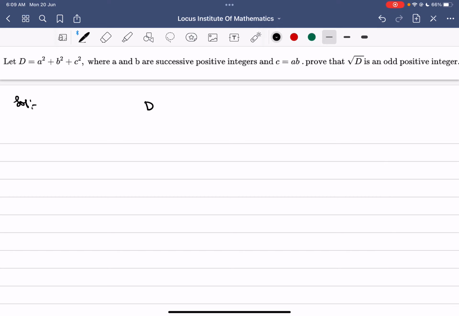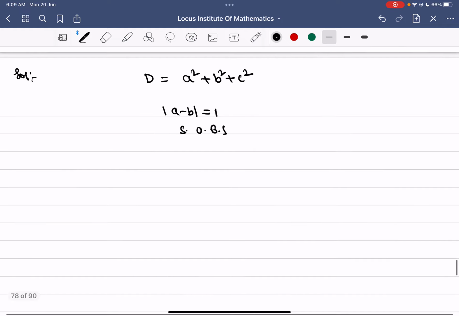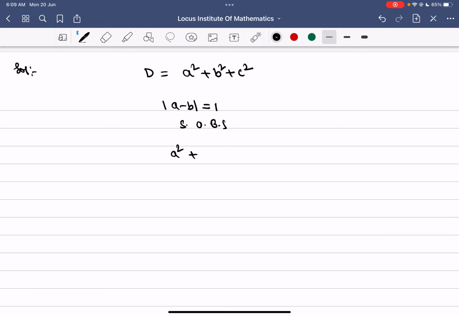So D is given as A square plus B square plus C square, and it is given that A and B are successive positive integers. That implies the difference between A and B, that is mod of A minus B, is equal to 1. Now square on both sides. So if you square on both sides, then what you get? A square plus B square minus 2AB is equal to 1. That implies A square plus B square is equal to 1 plus 2AB.